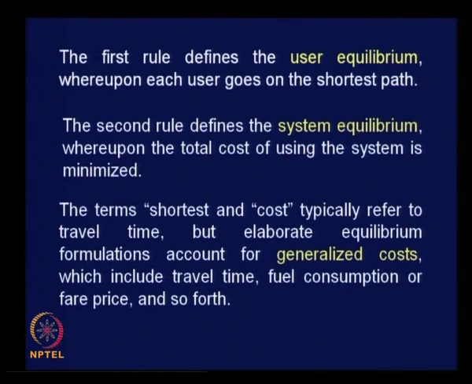The terms shortest and cost typically refer to travel time in general, but elaborate equilibrium formulations account for generalized costs, which include not only travel time, also fuel consumption or simply cost of travel, fare price in the case of public transit, and so forth. So forth includes comfort, convenience, okay, safety and so on. If all these things are brought into route choice process, then you will be dealing with generalized cost of transportation, but it is very rare, maybe for research purpose people do with generalized cost of transport.